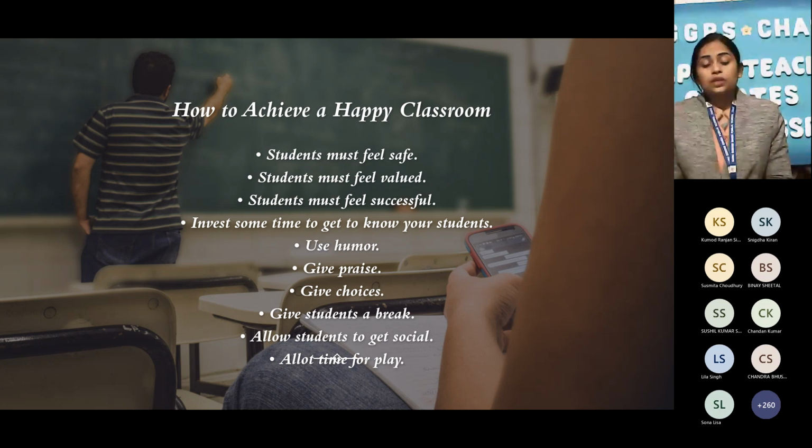Each student in the classroom should feel that they all have importance, whether they are good in studies or academics, or not good in academics, but we should make them feel that they also have equal value. Then they must feel successful. Everyone does not have equal talent, but everyone has some talent. So we should bring out their talent and make them feel that they are also successful in some part of life.